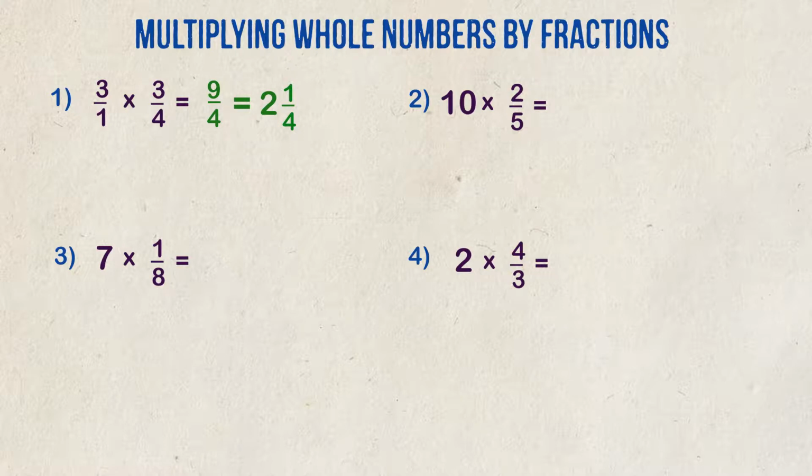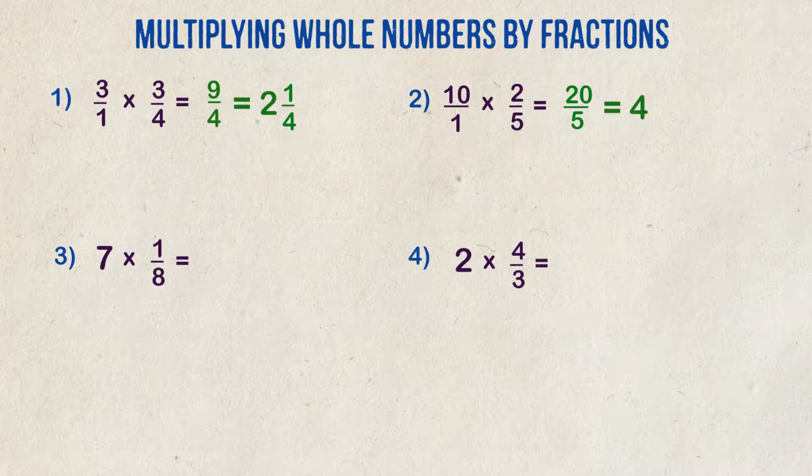Example 2. Multiply 10 times 2/5. First step is to put 10 over 1. We multiply straight across, and we get 10 times 2 is 20, and 1 times 5 is 5. 20 over 5 is an improper fraction, which can be changed or simplified as 5 goes into 20 a total of 4 times. So 10 times 2/5 is equal to 4.